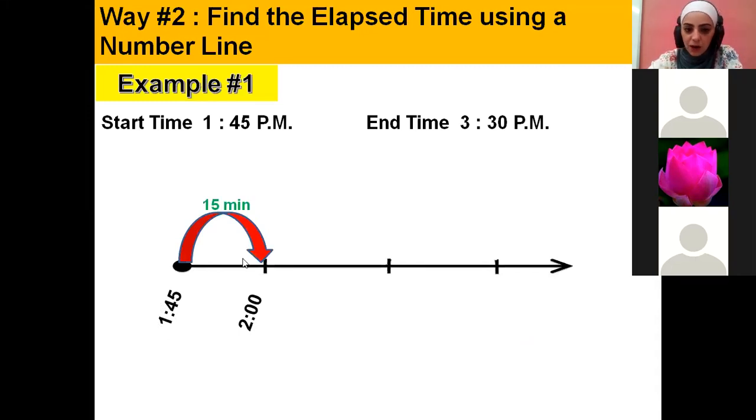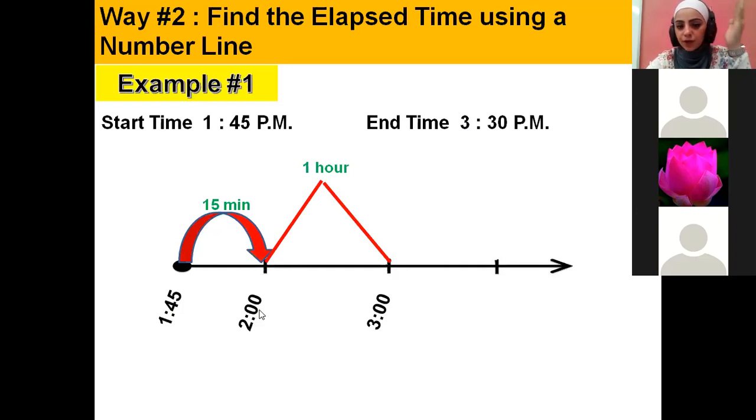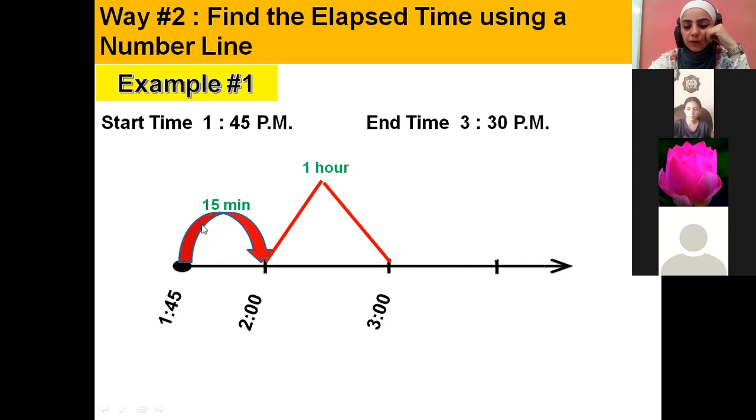Okay? Now, the ending time is 3:30. So we need to reach the 3. So from 2 to 3, how much is that? 1 hour. So we had 15 minutes. Guys, focus on this very well. We had 15 minutes from 1:45 p.m. to 2 p.m. We need to reach the head of the clock, like 2, 3, 4. So 1:45 to 2, we add 15 minutes.